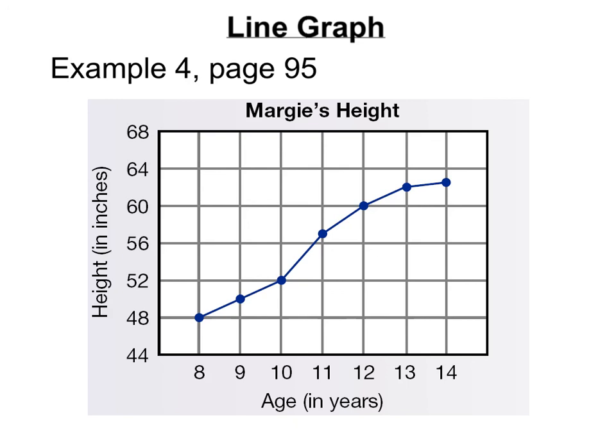So I can answer a number of questions just by looking at this line graph. For example, how tall was Margie when she was 12? Take a moment and find the answer. Well, here we see 12. Follow up to the line graph, and we see a dot right there, come across, and we see that Margie was 60 inches tall when she was 12. She probably turned 12 in 6th grade, which would put her about 5 feet, which is pretty close to actually the height of many of you.